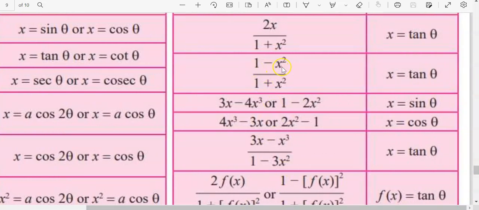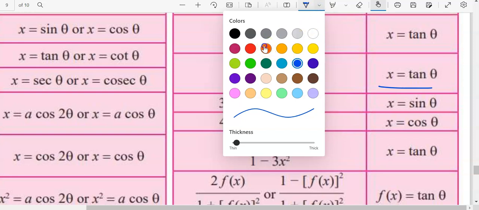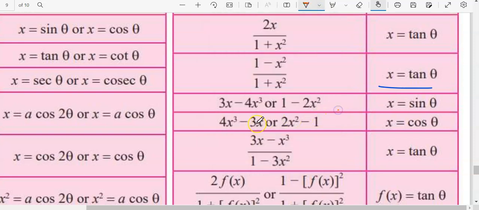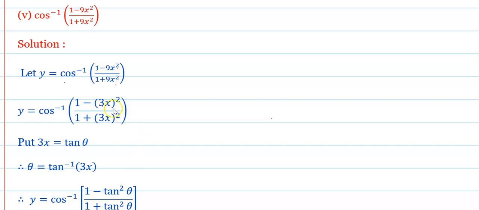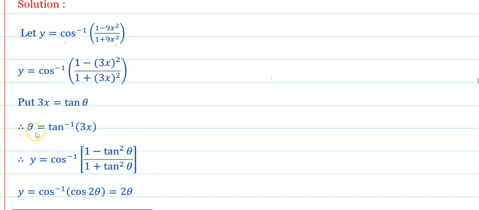Whenever there is a 1 minus x square upon 1 plus x square, the substitution is x equals tan theta. Here we take 1 minus x square upon 1 plus x square. X square means what? 3x bracket square. We treat this 3x as x. 3x is equal to tan theta, and therefore theta is equal to tan inverse of 3x. This is important. Now substitute the value.